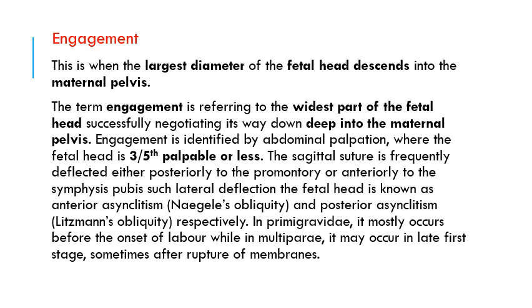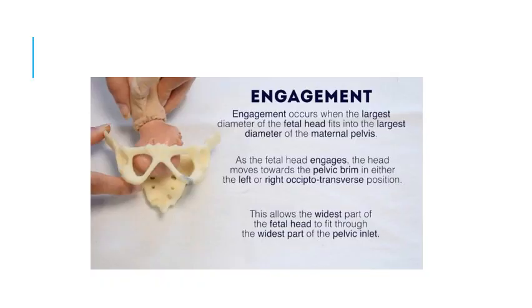In primigravida, it mostly occurs before the onset of labor, while in multipara it may occur in late first stage of labor, sometimes even after rupture of membranes. So here you can see that the head is getting engaged.